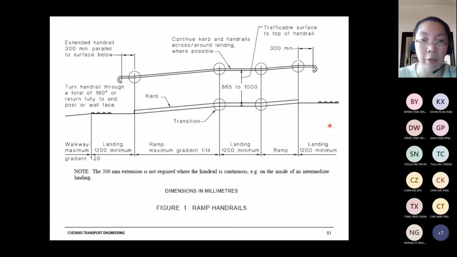This is an example of the design. If we look at this, this is for a ramp, so you need to have a handrail, and this handrail is parallel to the ramp. So if the ramp is on a slope, then the handrail has to be on a slope. If the whole pathway on the landing part is flat, then this is straight as well, horizontal. Then for the ramp part, maximum gradient is 1 to 14.